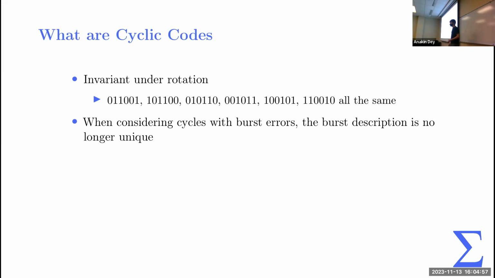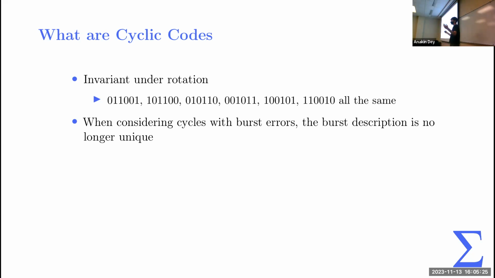So now we'll talk about cyclic codes. Cyclic codes are invariant under rotation. What this means is if I have some code word, I can rotate it. So take one bit off the end and tack it onto the other end. Here I take the 1 off the right end, put it on the left end, and so on and so on. They're all the same.